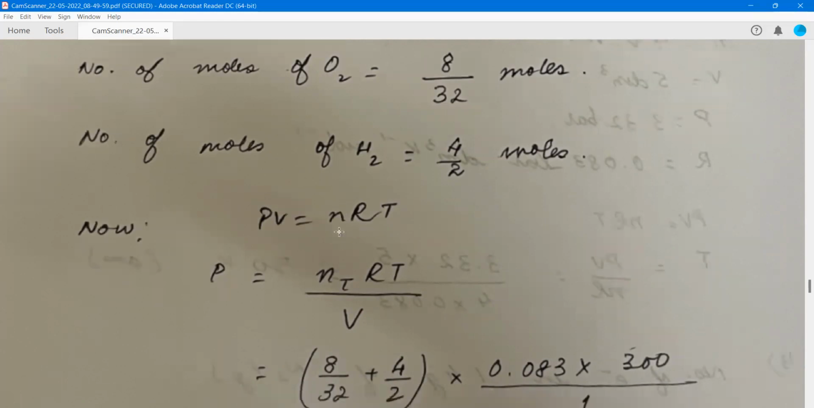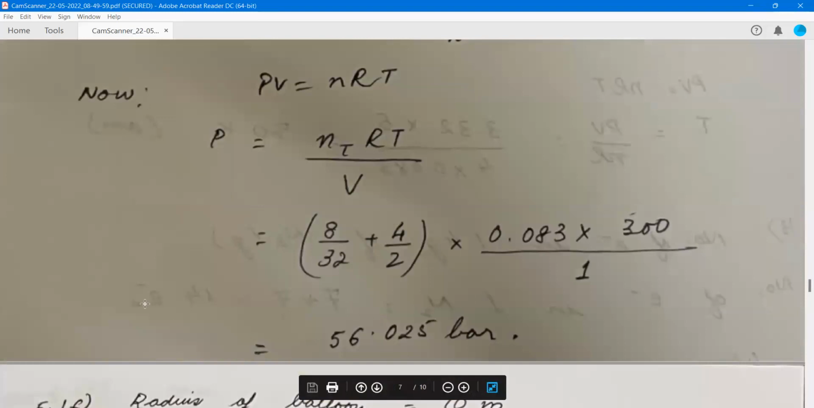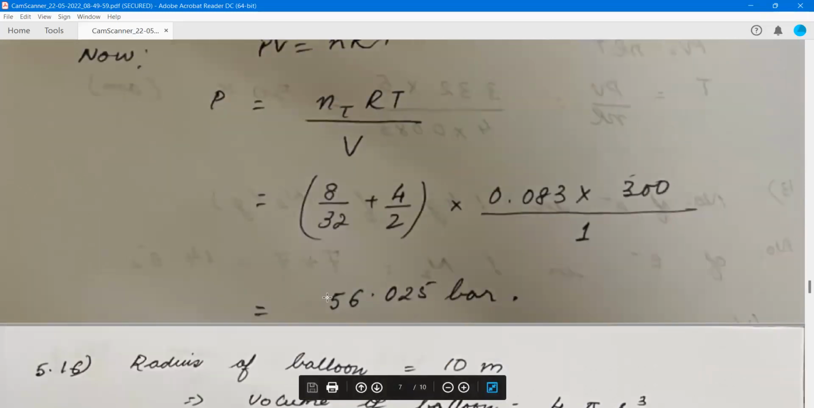This is what I have shown. If I replace n by nT, the total number of moles, then P will be replaced by the total pressure. I'm just doing it in one go. I have added the moles of oxygen and hydrogen, that is 8 upon 32 plus 4 upon 2, substituted the values of the variables, and we got the total pressure equal to 56.025 bars. This is the answer. We can do it the other way also, calculating separately and then adding, and that will land you at the same answer.